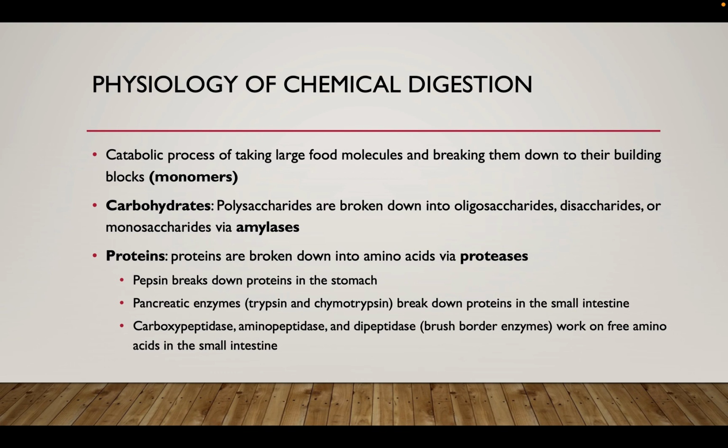Now we have different proteases in our stomach. And if you recall, we have parietal cells. They will ultimately secrete stomach acid, so hydrochloric acid.